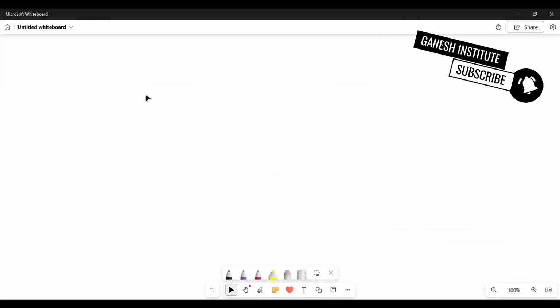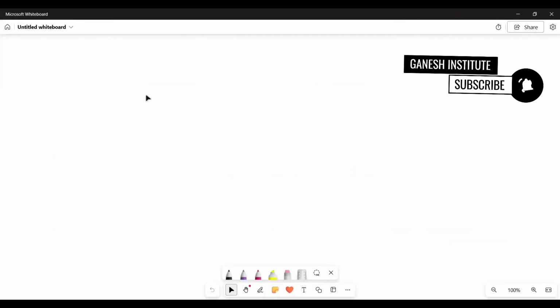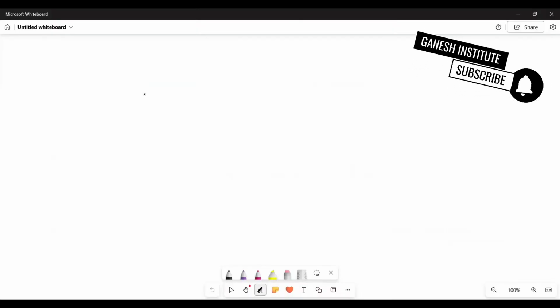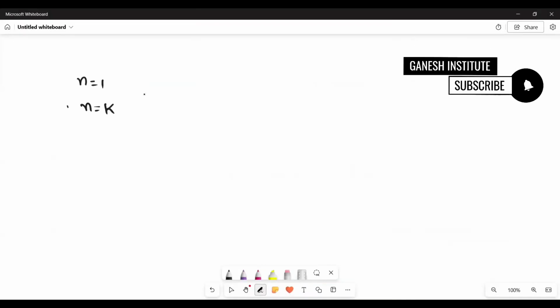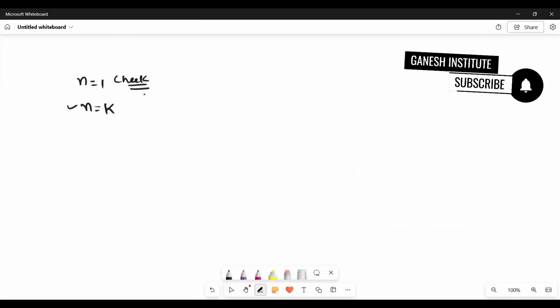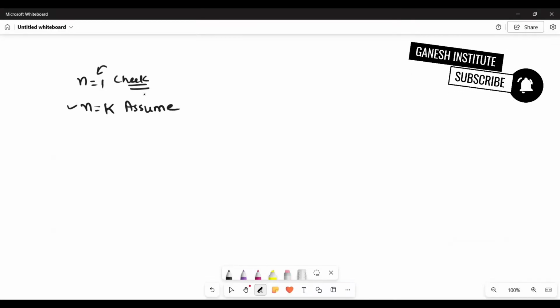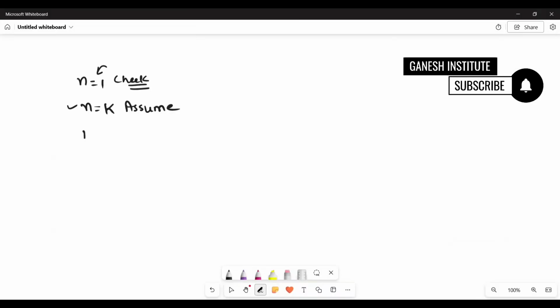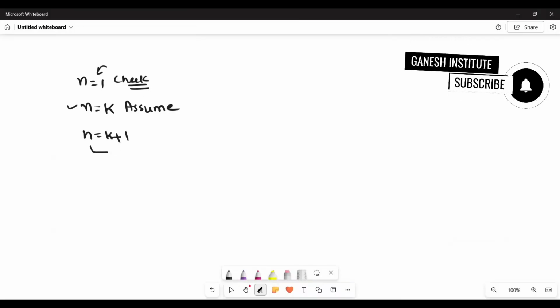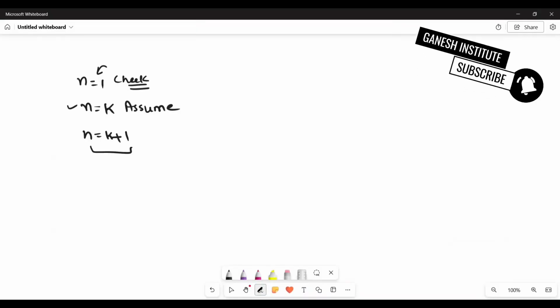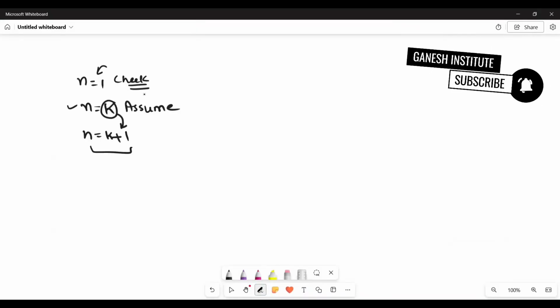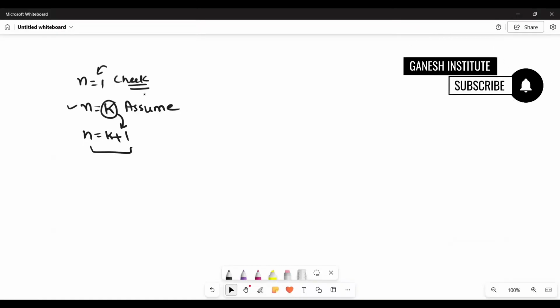So the points you have to follow while solving all those questions. Step number one, you always need to substitute n as 1. Step number two, you check whether the expression is true for n equals 1, and then you assume that it is true for n equals k, and then you see whether it is true for k plus 1. Wherever you find k, you make it k plus 1. If you find that out, then you say that by the principle of mathematical induction, this is true.